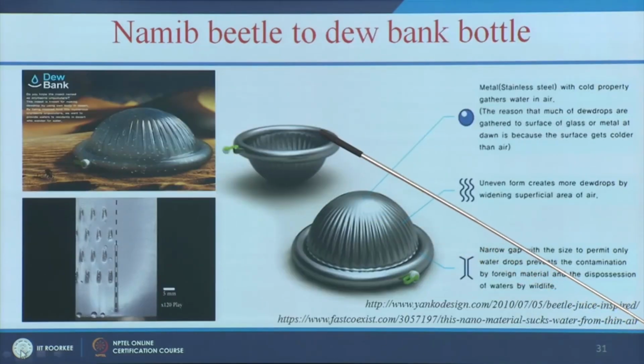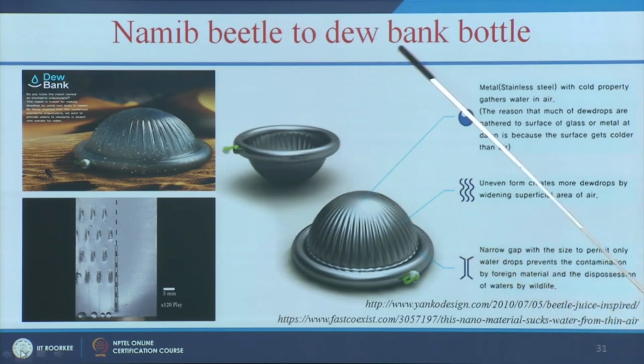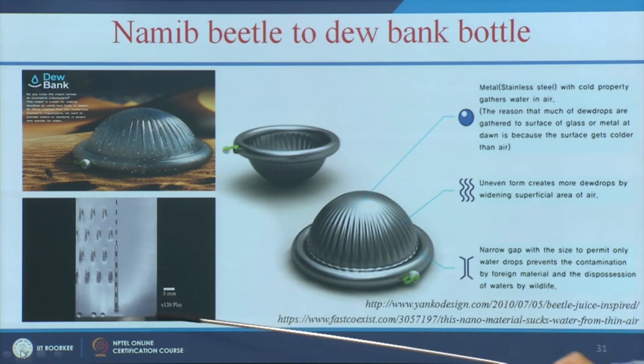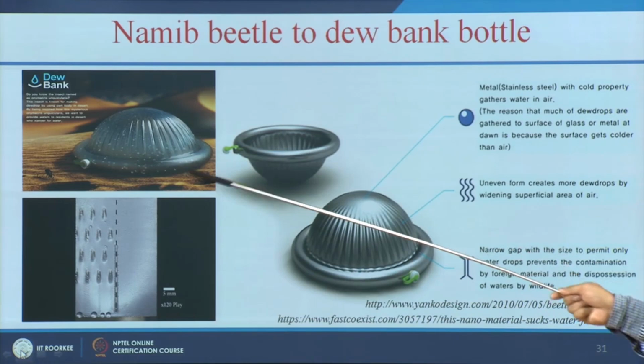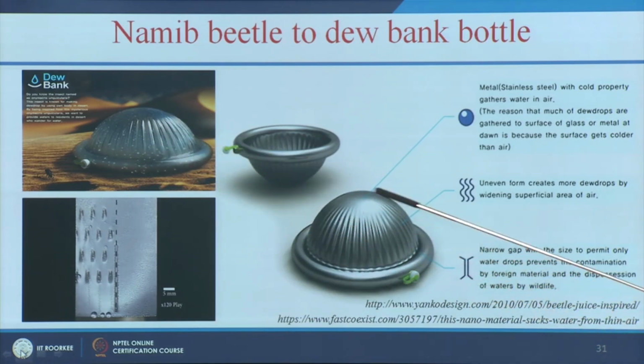Based on the Namib beetle, a company called Dew Bank made a water bottle. So from the Namib beetle, they made the Dew Bank bottle. Okay. So let us see how the bottle works. It is made of metal, which has a cold property. It gathers the water in the air, and it has an uneven formed surface. This uneven form creates more dewdrops by widening the surface area exposed to air, and it has a narrow gap, so it allows the water to enter and prevents contamination by foreign material. You can see here the water droplet falls and rolls into the bottom. So you keep this water bottle out at night, and in the morning your water is ready for drinking.